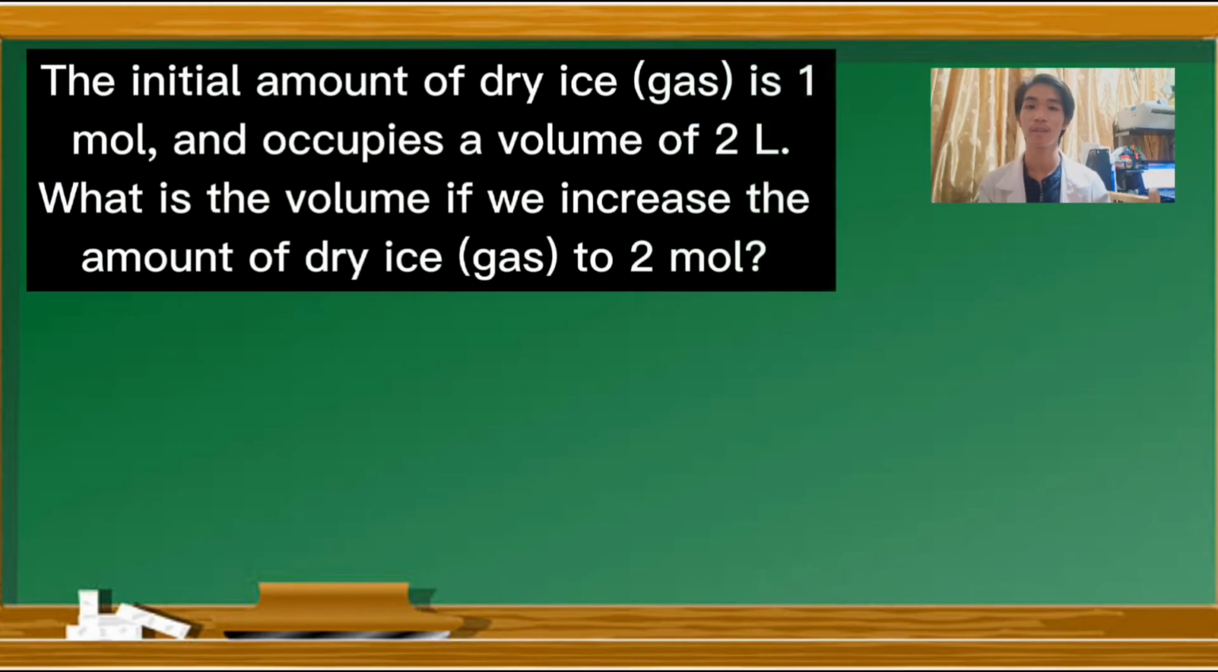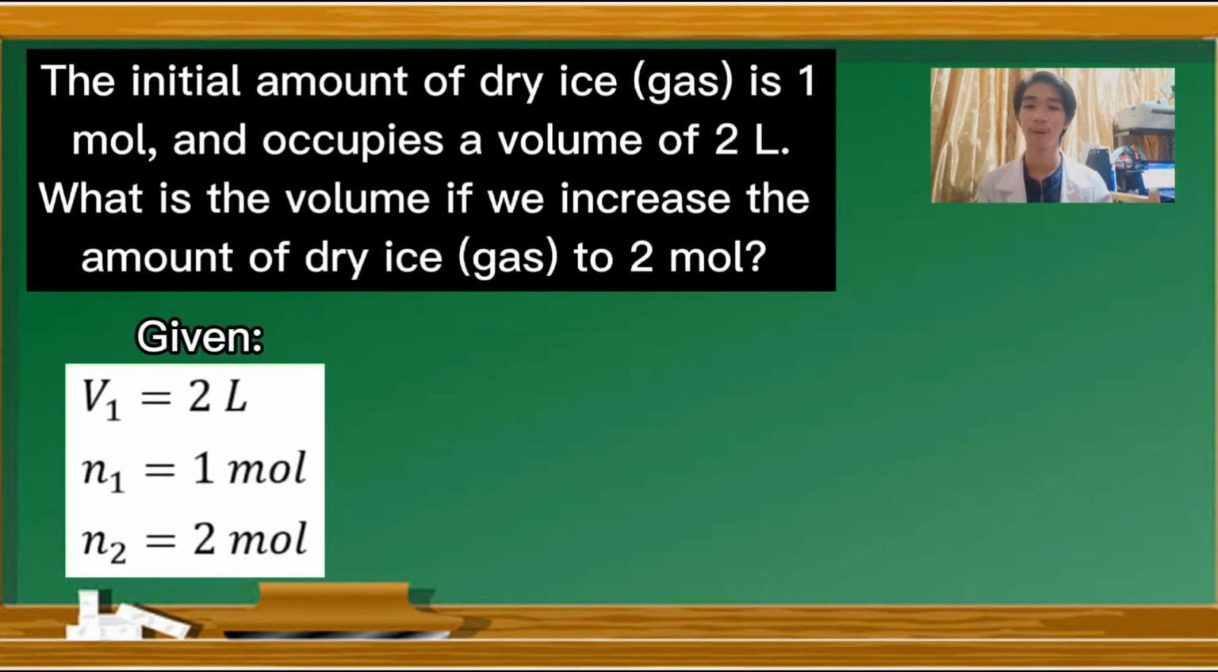So now let's do a sample problem. The initial amount of dry ice is 1 mole, and it occupies a volume of 2 liters. What is the volume if we increase the amount of dry ice to 2 moles? So first, let's identify the given. The first volume is equal to 2 liters. The first amount is equal to 1 mole, and the second amount is equal to 2 moles.